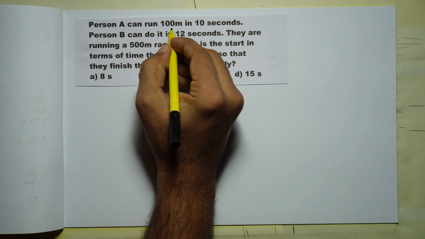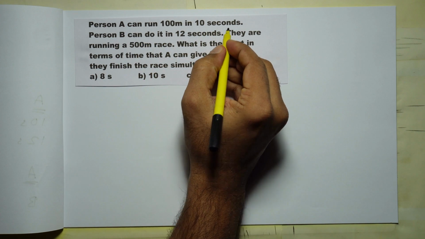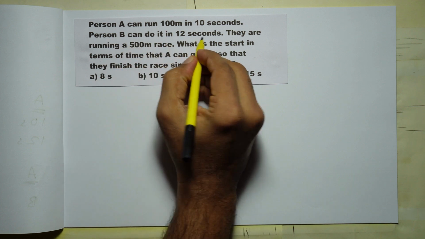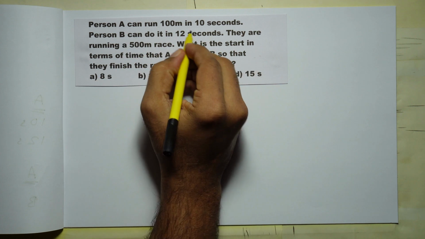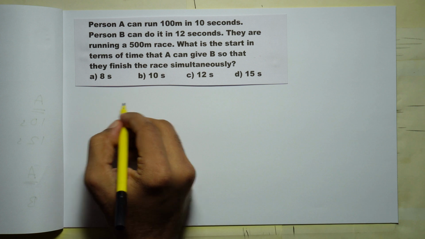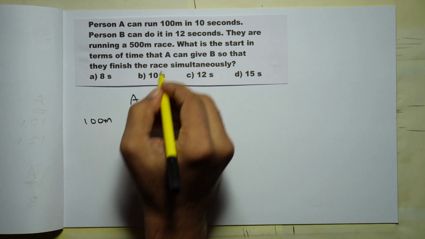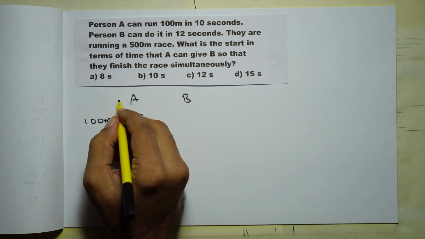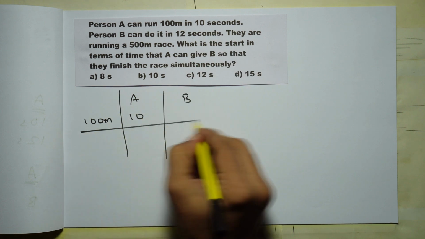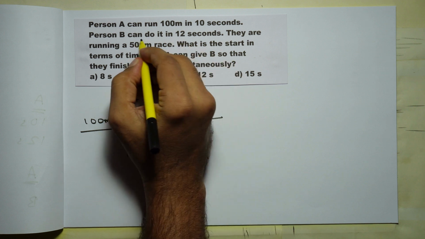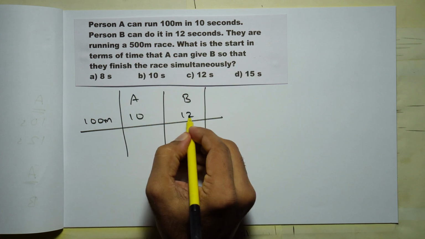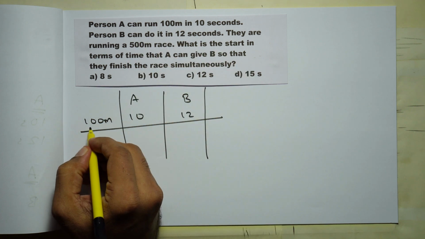Person A can run 100 meters in 10 seconds. Person B can do it in 12 seconds. So we'll just represent all this data here. If you look at A and B, if they are doing a distance of 100 meters, A can do it in 10 seconds, and B can do it in 12 seconds. So B requires 12 seconds to do 100 meters.